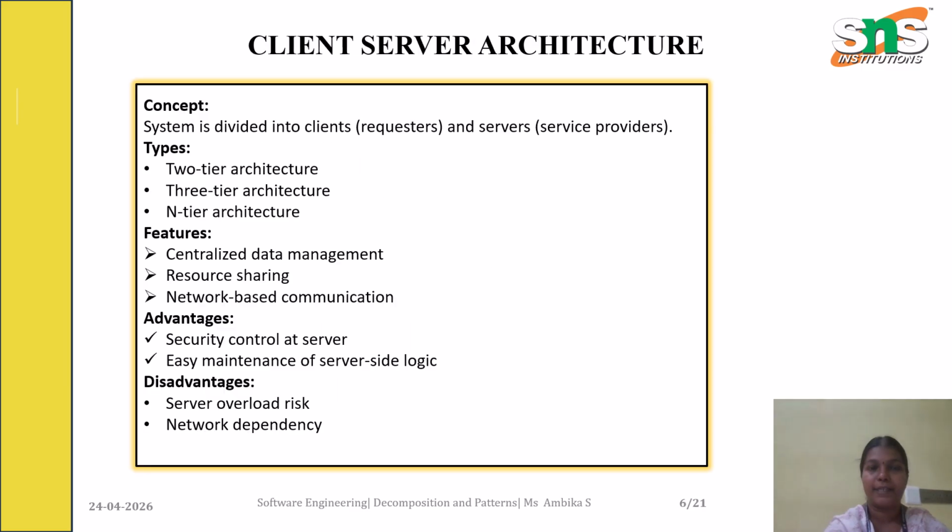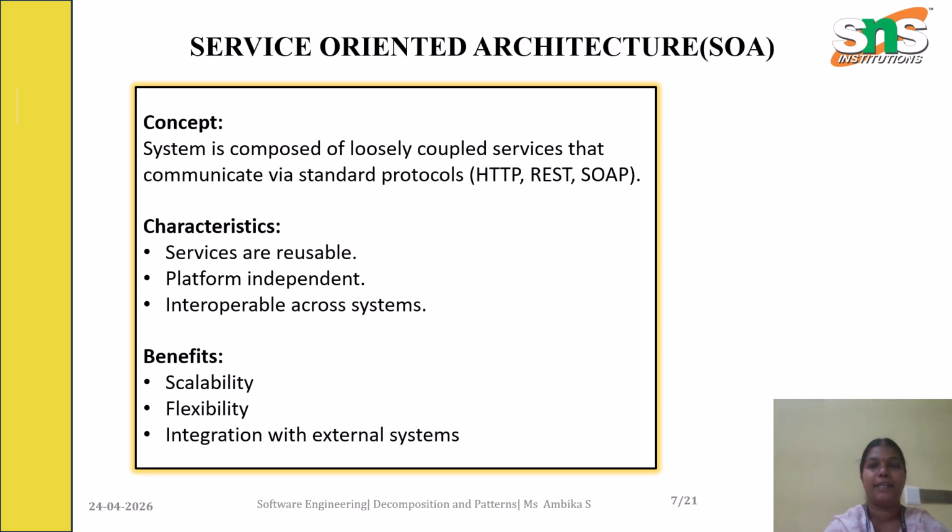Next one is client server architecture. Here the system is divided into clients, that is requesters, and servers, which are nothing but the service providers. The types of client server architecture are two-tier architecture, three-tier architecture, and n-tier architecture. The main features are centralized data management, resource sharing, and network-based communication. Advantages: there is security control at the server, and it is easy to maintain the server-side logic. Disadvantages: server overload causes risk, and it is also dependent on the network.